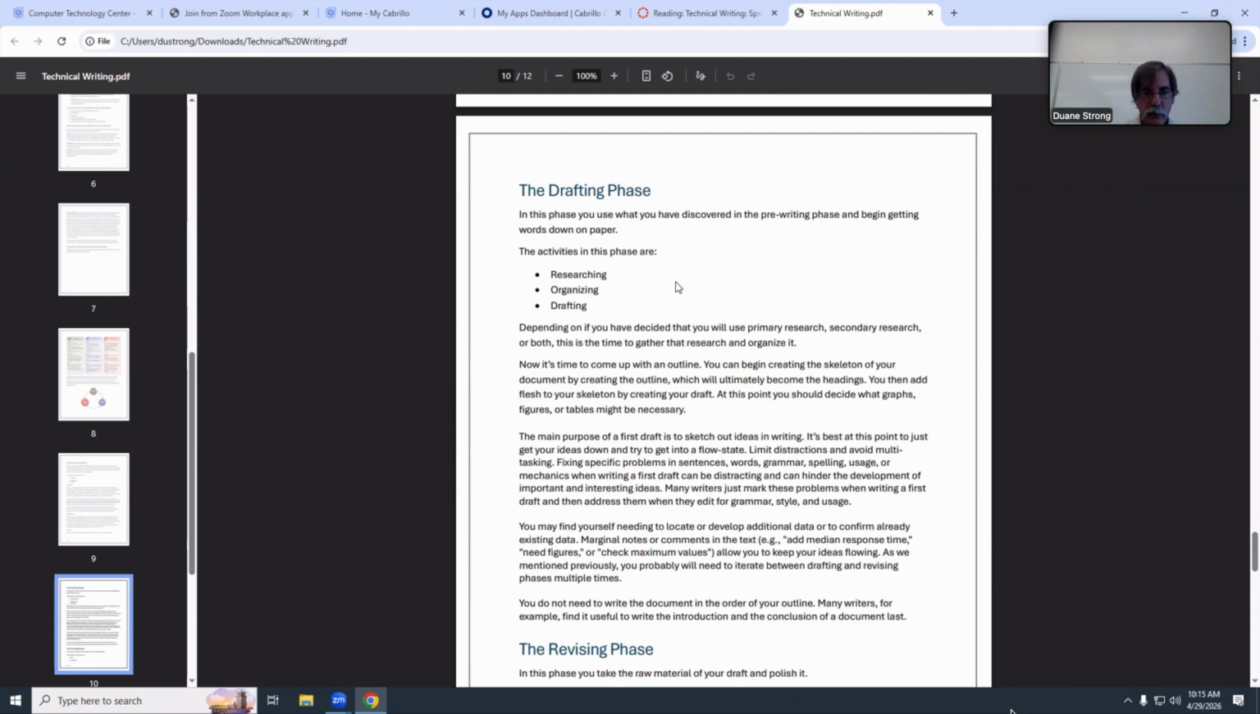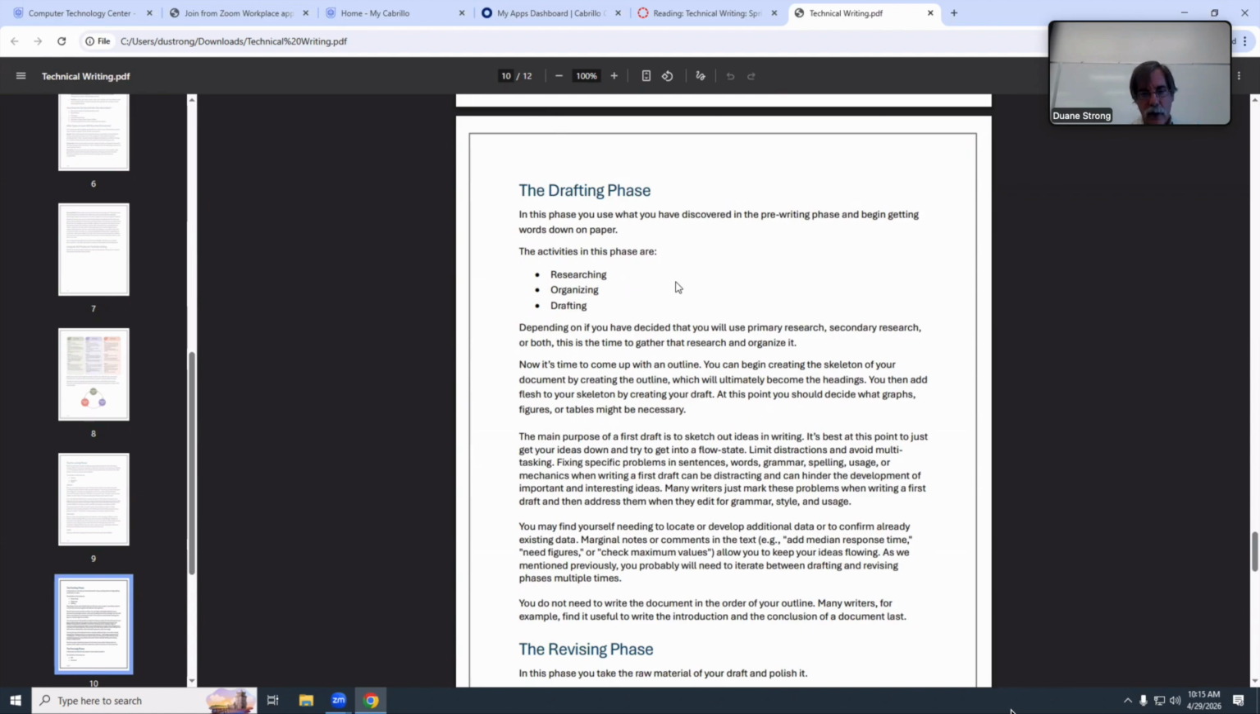Now you have your research. Now you need to organize that research. This is where you come up with an outline. You can begin creating the skeleton of your document by creating an outline. That outline will ultimately usually just become the headings of your document. And then, using this skeleton analogy, you add flesh to your skeleton by creating your draft. At that point, you need to decide whether you're going to have any graphs, figures, or tables.